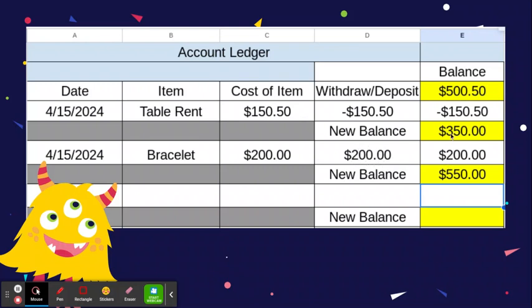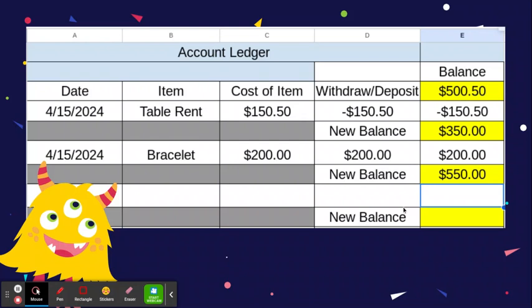So here we go. Now we are adding the decimals. $350 plus $200 equals our new balance. So do we have $300, or I'm sorry, $550? Do we have $550? Yes. But if we look at our starting balance, we really only made what, $49.50, because we're only that much higher than that number. That is how we're going to do the account ledger.